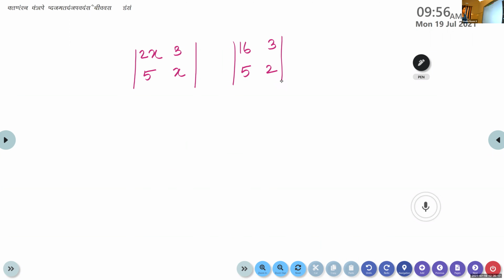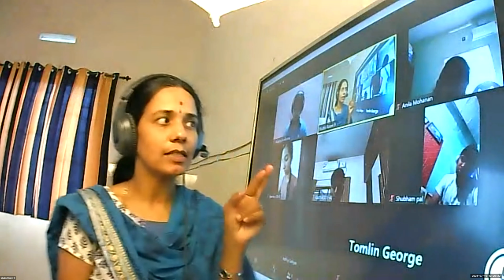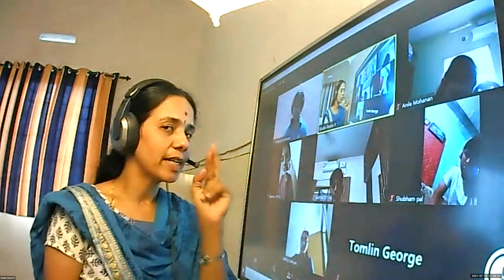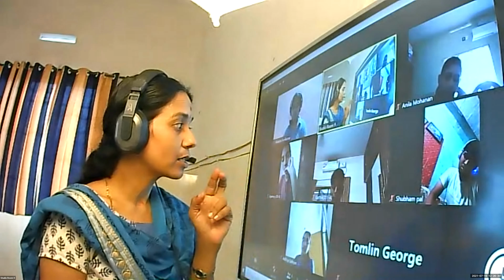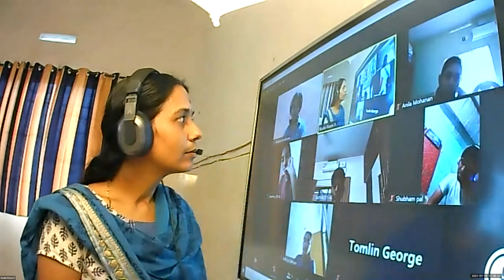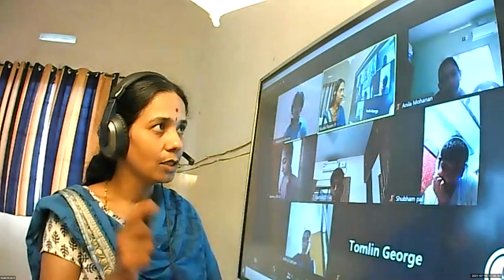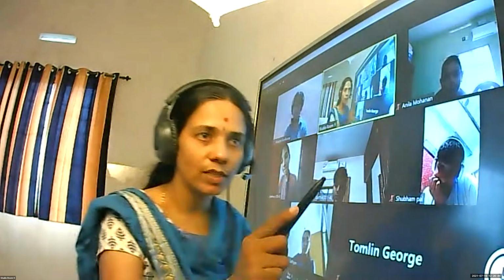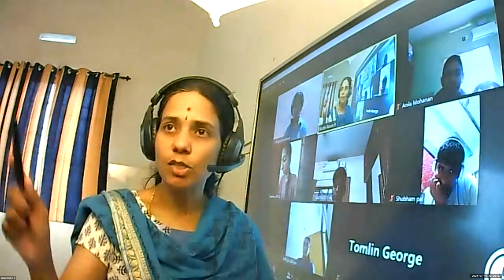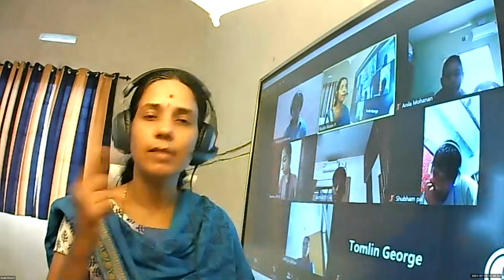Find x. Listen, children, this is the important point you have to note. When will you say two matrices are equal? Corresponding entries are equal. Is it clear? The first row, first column element will be the same as the first row, first column element of the second matrix. This is the case when two matrices are equal.